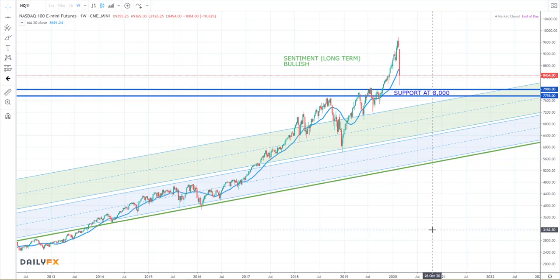This is your weekly analysis for the Nasdaq, Nasdaq 100, NQ1. The date is March 1st, 2020.